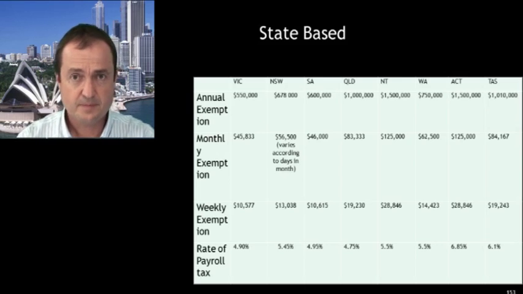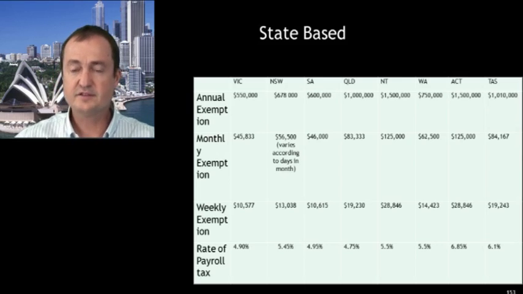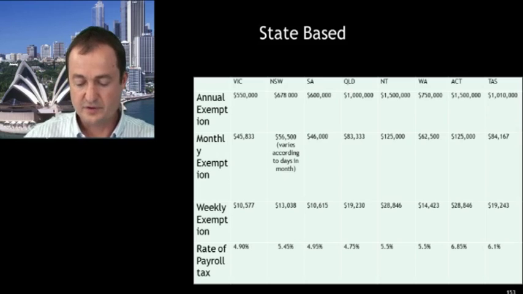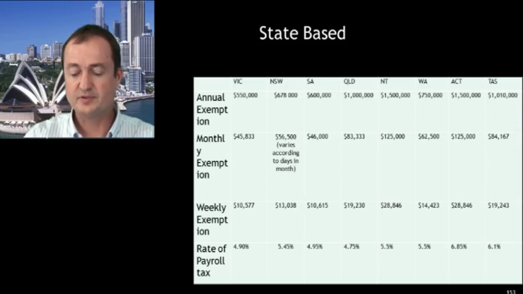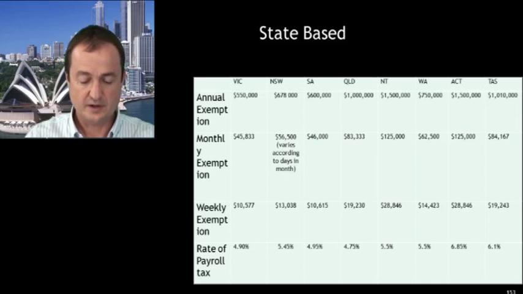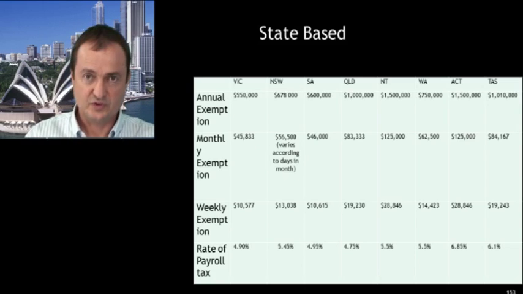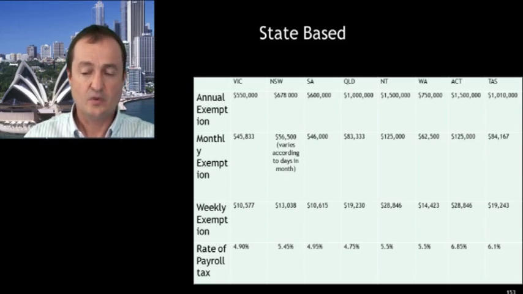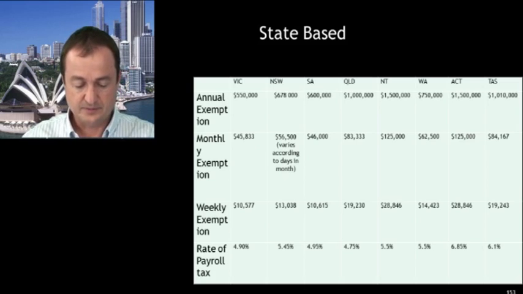Published in the book, you'll find a list of the relevant websites that relate to each state, and usually the procedure would be to register with the Office of State Revenue in your state, and then you would complete a monthly payroll tax return, and those returns can be completed and also lodged electronically.